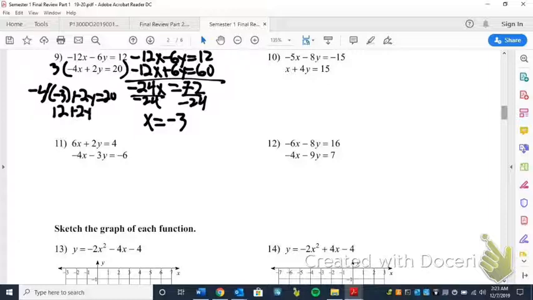We get 12 plus 2y equals 20. Subtract 12 from both sides, we get 2y equals 8, or y equals 4 after we divide by 2. That gives us a point of negative 3, 4.